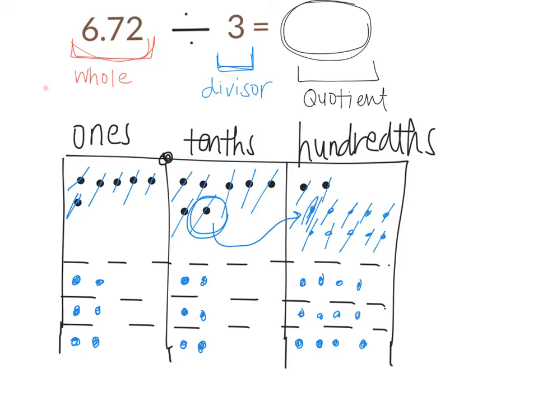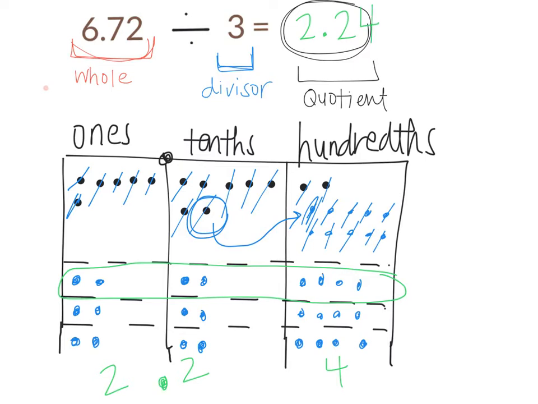Now have I shared all of my place value dots? Yeah. Into how many groups? 3 groups. So if I take a look at one group, it will tell me what the quotient is. How many ones do I have in each group? 2. How many tenths do I have in each group? 2. How many hundredths do I have in each group? 4. So therefore, my quotient is 2 ones, 2 tenths, and 4 hundredths, or 2.24.